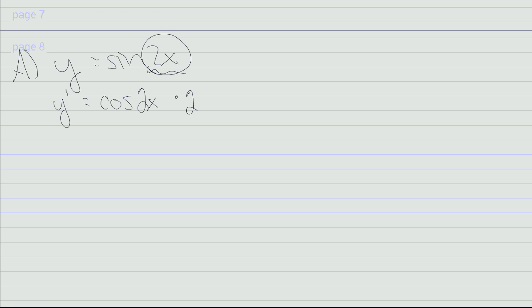Let's jump straight into our first example, which says y is equal to sine of 2x. Here's our stuff. It's not just plain old x. So that means to differentiate, the derivative of sine is cosine. So the derivative is cosine of 2x times the derivative of the stuff, which is 2. Rewrite it. Y prime is equal to 2 cosine 2x.